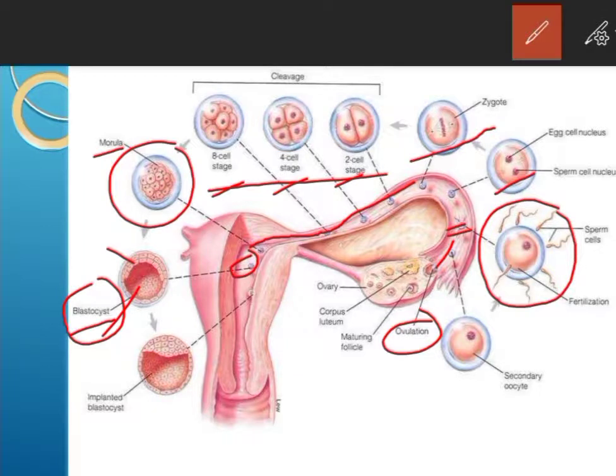After attachment, you can see in this diagram the embryo has got attached. After attachment, the uterine cells divide rapidly and cover the blastocyst. As a result, the blastocyst becomes embedded in the endometrium of the uterus. This is called implantation, and it leads to pregnancy.